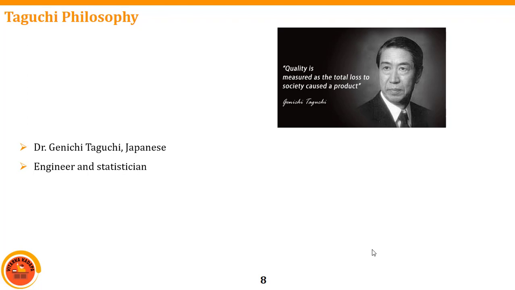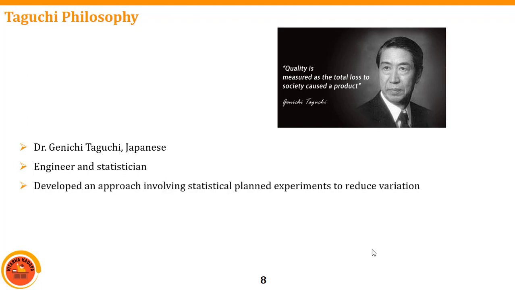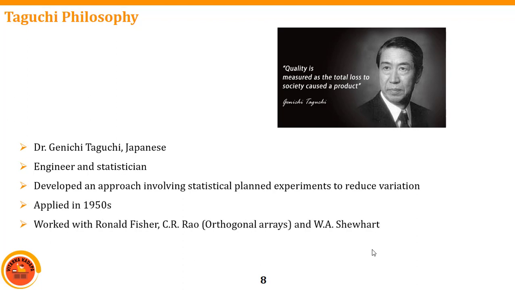He is Dr. Genichi Taguchi. He is Japanese and an electrical engineer. Later, by applying these kinds of quality related principles, he turned into a statistician also. He worked with C.R. Rao and with Fisher, and they developed various further models. He developed an approach involving a statistical plan of experiments to reduce variation, and applied it in the 1950s and 60s.